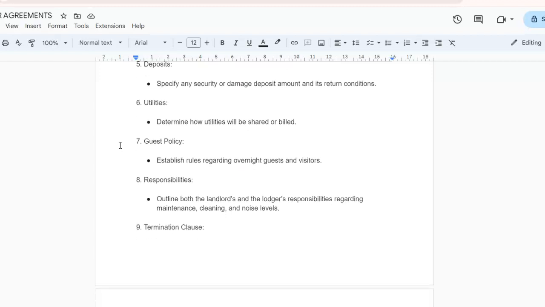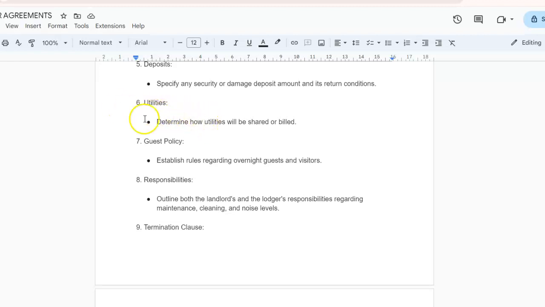Number six, it should also contain a segment for utilities. So in this segment, guys, you need to specify whether utilities will be shared or individually billed. If utilities are shared, you need to define how the cost will be divided between the landlord and the lodger, and you need to determine who is responsible for paying the utility bills.